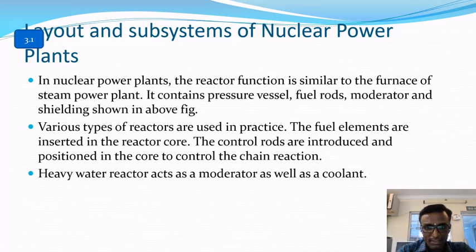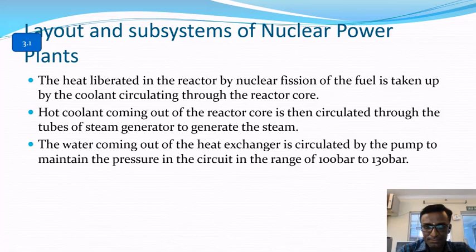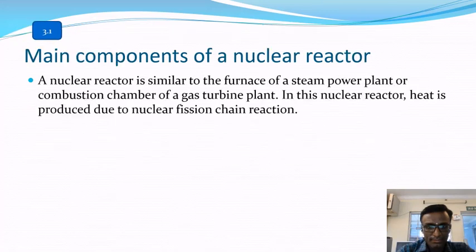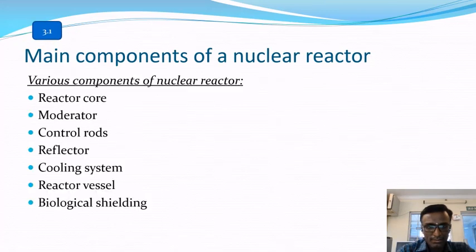Have the pressure vessel, rods, moderator, and shielding. What are the main components? The various components of the nuclear reactor will be having the nuclear reactor core. The main purpose of the reactor core is that the entire course of the nuclear reaction will be taking place inside the core, followed by the moderator.